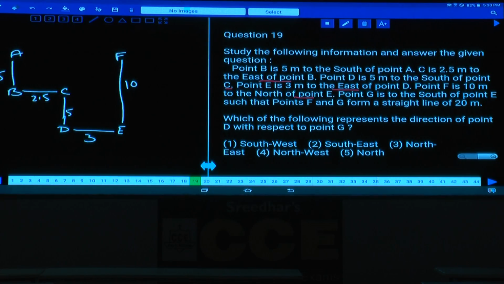Point G is to the south of point E, such that F and G form a straight line of 20 meters.